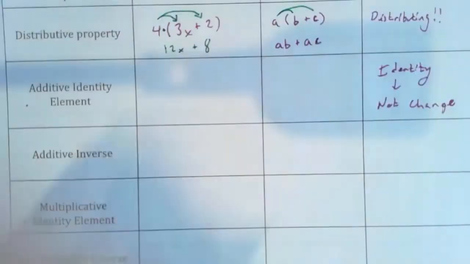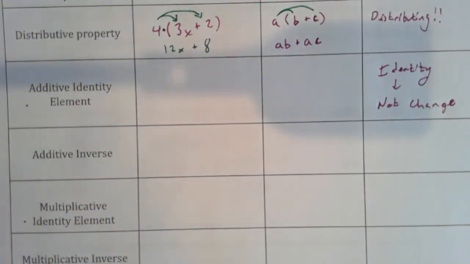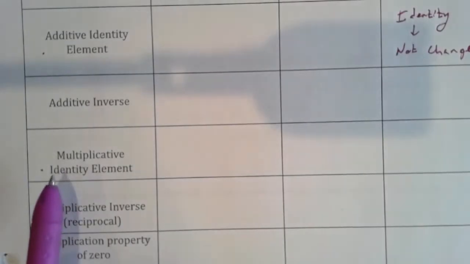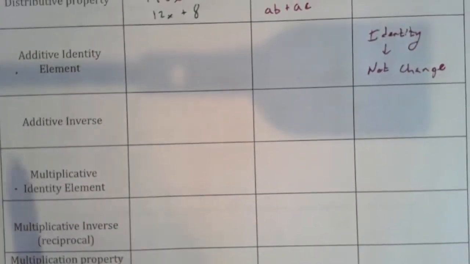Even though we're all teenagers and we're in a place of flux and we're all changing and we're experimenting with our identities, you can think of identity as who you are. Identity is not changing. You are always you. I am always Mr. Adler. Multiplicative identity is the same thing. Identity is not changing. No change.